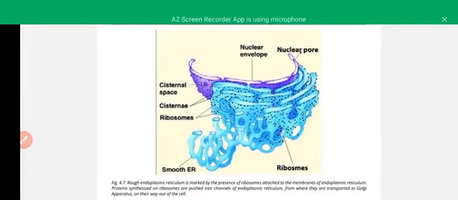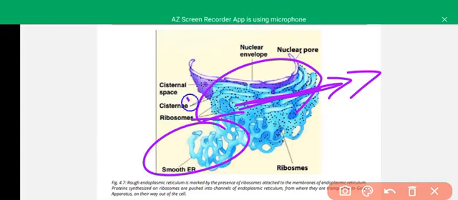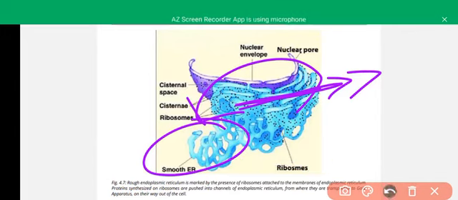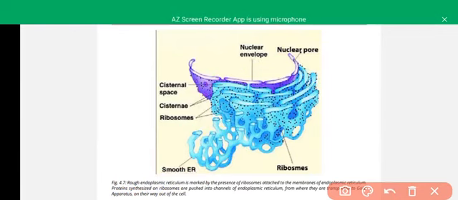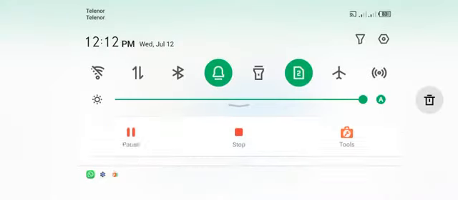rough endoplasmic reticulum. Here is the nucleus, here the rough endoplasmic reticulum with attached ribosomes, here the smooth endoplasmic reticulum, and the proteins are then transferred to the smooth endoplasmic reticulum. Then they are transferred to the Golgi apparatus, where they are packed into vesicles and moved out of the cells through exocytosis, or maybe used inside the living organism.